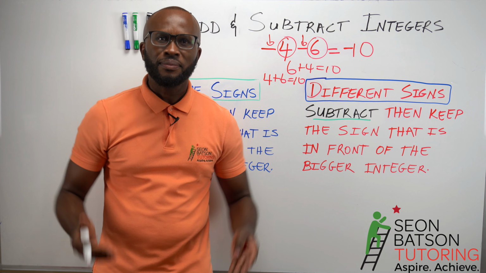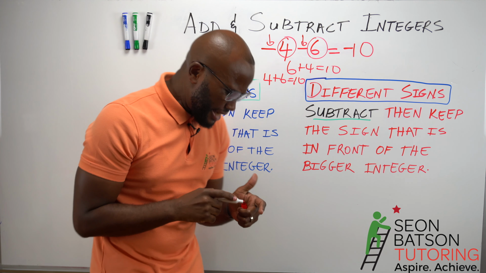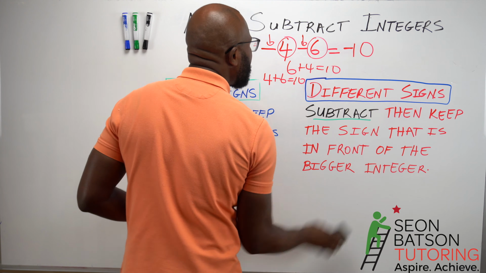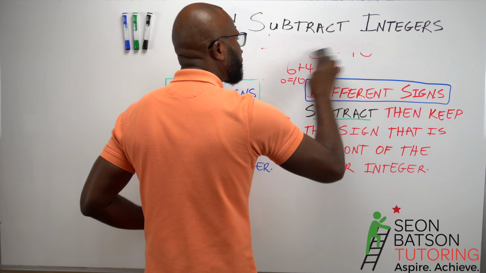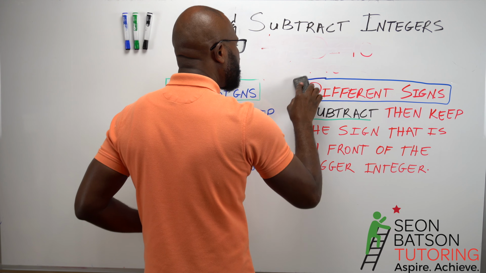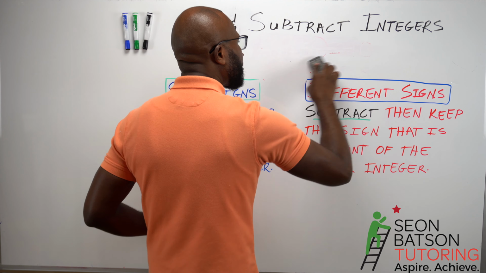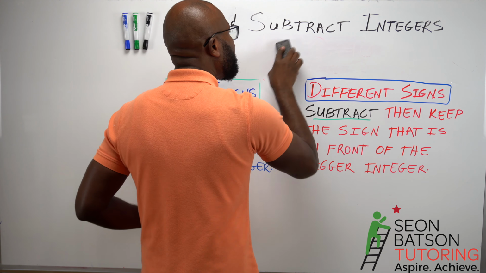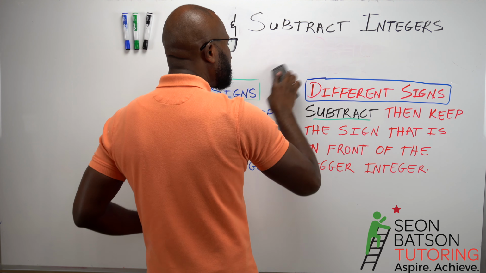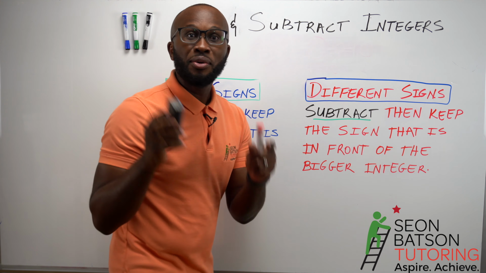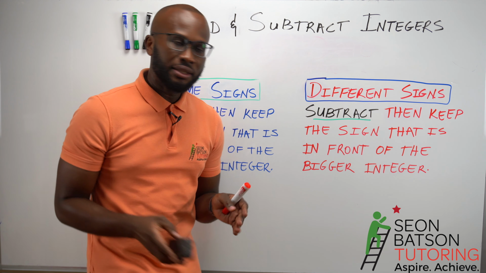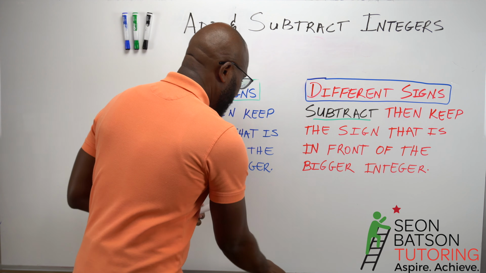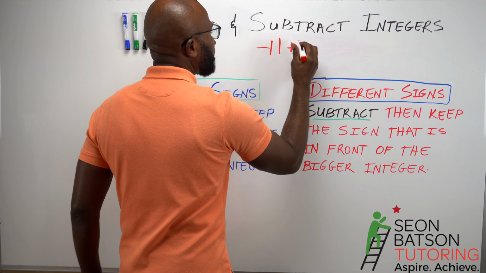So far, so good? How is that? Perfect! This is a very, very simple concept. All we have to do is remember our two rules. Same signs we add. Different signs we subtract. But after adding or subtracting, you must keep the sign that is in front of the bigger integer. Yes? All right. What if we have negative 11 plus 3?